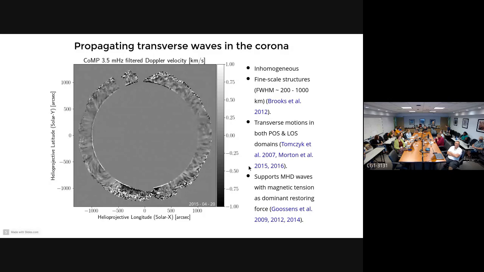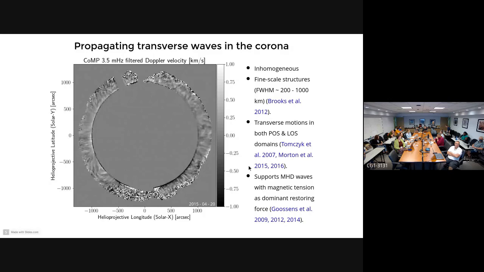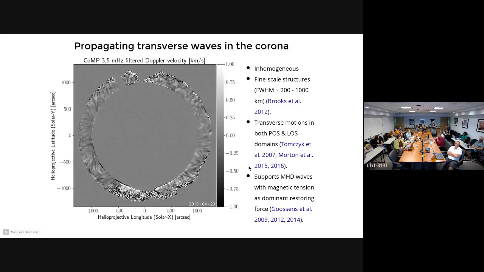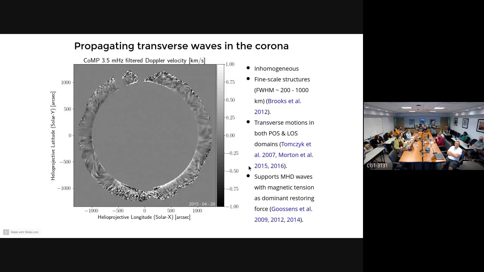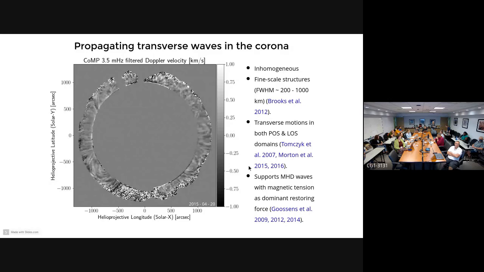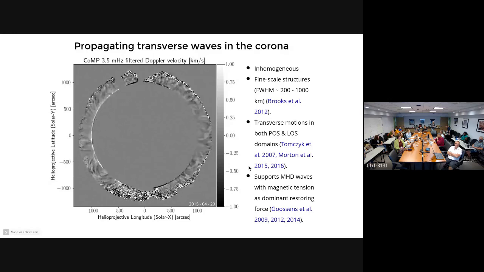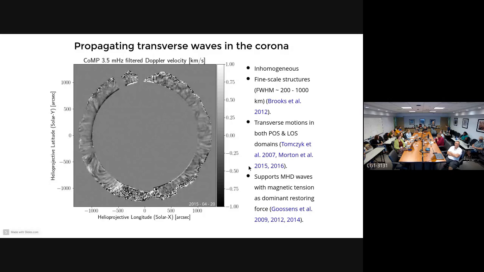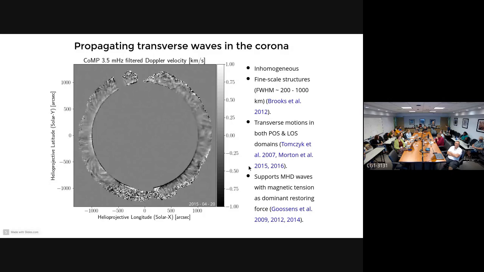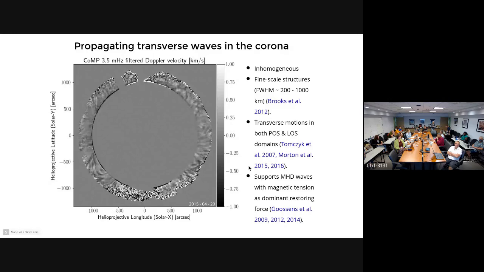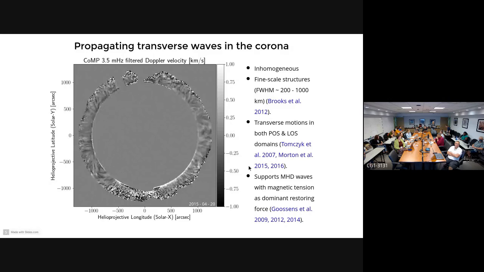These transverse motions are observed in intensity, which gives an impression of the plane-of-sky component of these motions, and in the line of sight from CoMP and UCoMP, which gives an impression of the line-of-sight oscillation. We believe that these oscillations are MHD waves, and particularly transverse waves, because the magnetic tension is the dominant restoring force. Based on that presumption, we believe that these are Alfvénic waves.